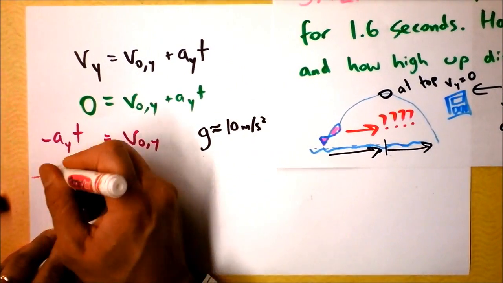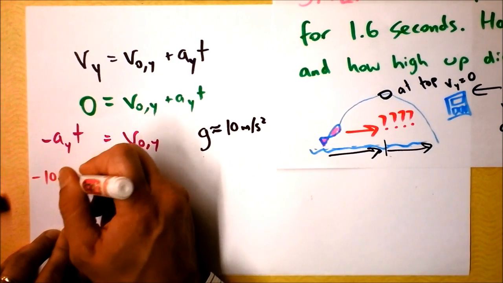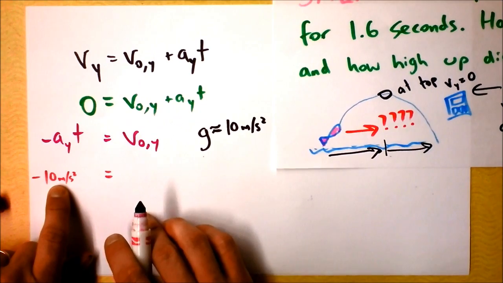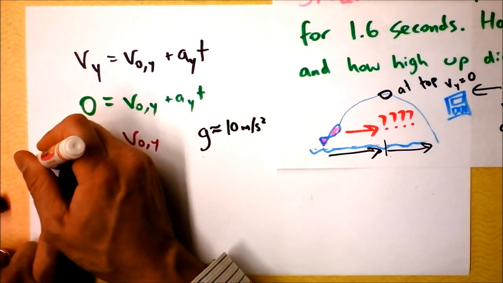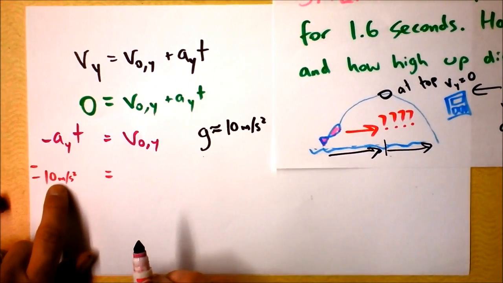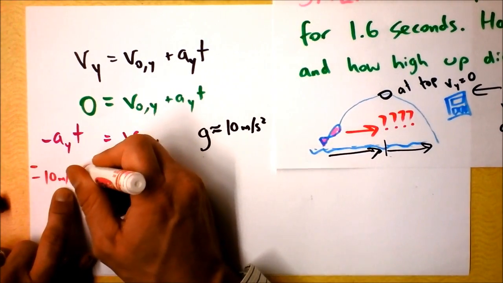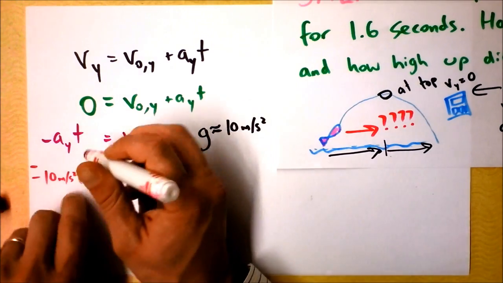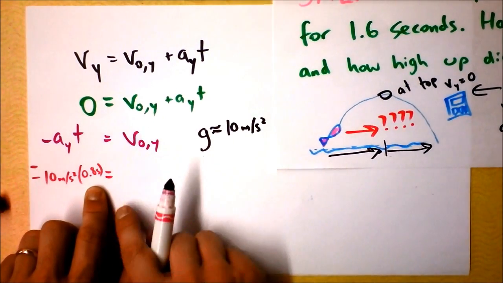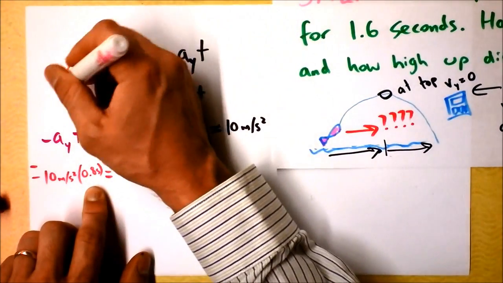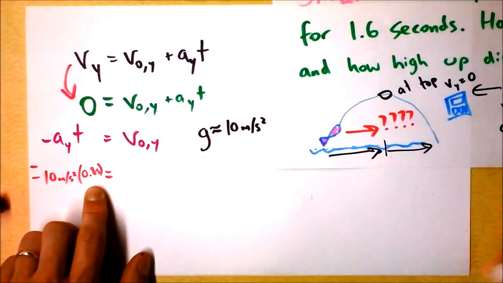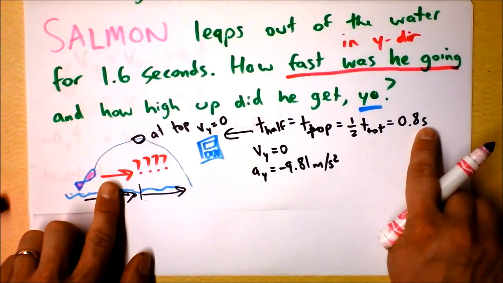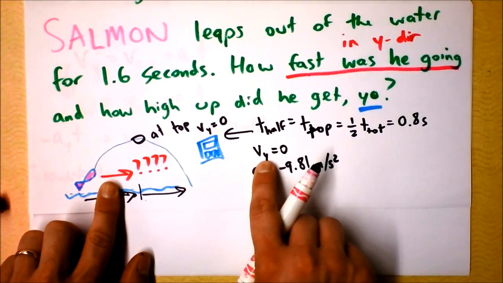So I'm going to plug in here -10 meters per second squared. Wait a second, that's what the acceleration in the y direction is, but we've got a minus sign in front of that. So I've got -10 meters per second squared multiplied by the time, and I found that time to be 0.8 seconds. Now, why didn't I use the full time? Oh, I didn't use the full time because I said the velocity final in the y direction was 0. That's only true at half the time, see? At t half, it's at the top, and the velocity in the y direction is 0.